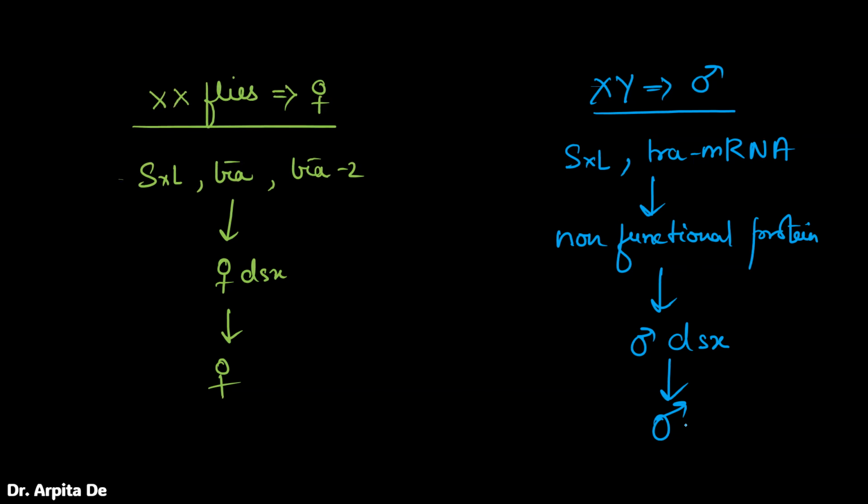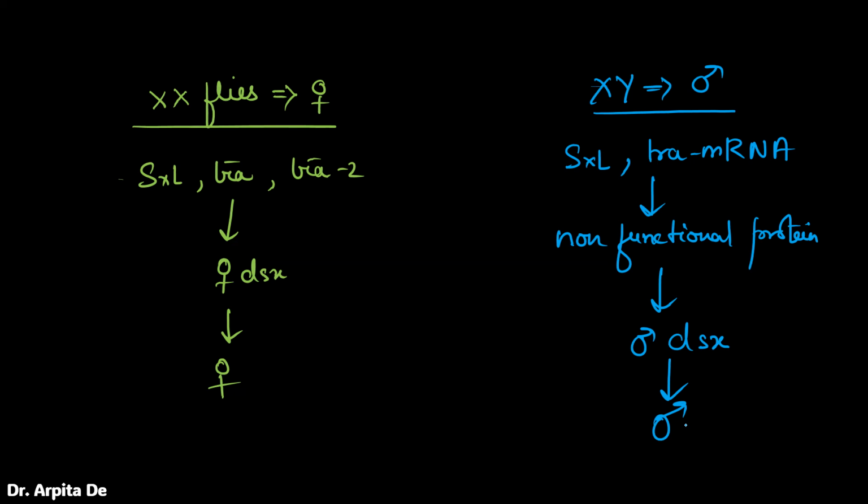Fine. See, if this X to A ratio is low, then what will happen? A will encode the denominator proteins, which I just now told you, Deadpan and Extramacrochaetae. These will act as a repressor, and it will block the transcription of the SXL gene. Clear? So you will have to be extremely alert about what type of question is being asked. Don't get confused. Read the questions twice, thrice before answering.